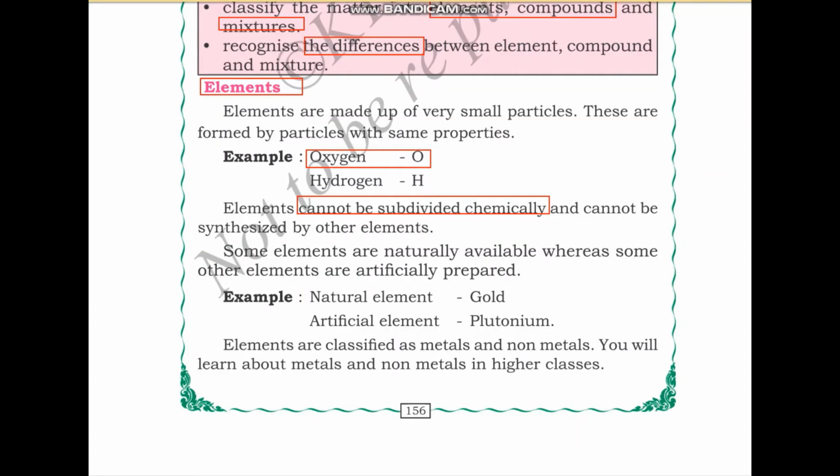Elements are classified as metals and non-metals. You will learn about metals and non-metals in higher classes.